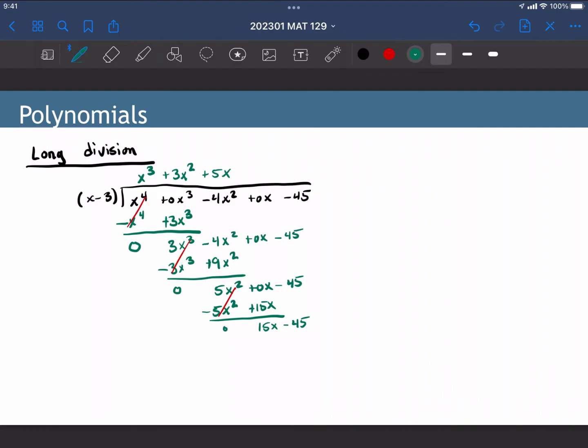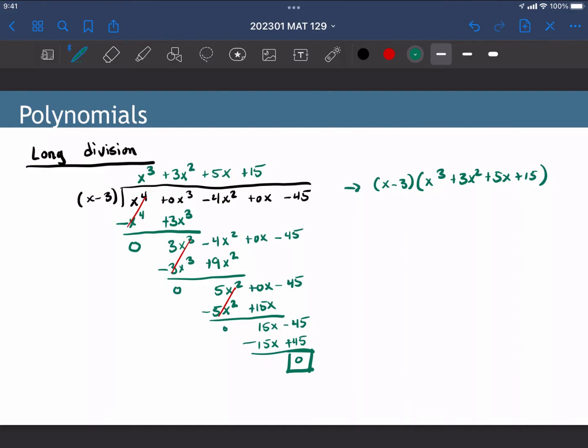Last but not least, I can still go another round. Because if I did 15 times x is 15x. Oh, 15 times negative 3 is negative 45. Change the sign, because again, subtraction, distribute. 0. All right, that tells me that that was indeed a factor. And so now my result is what? X minus 3 times x cubed plus 3x squared plus 5x plus 15.